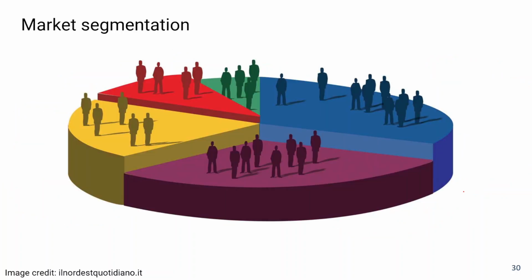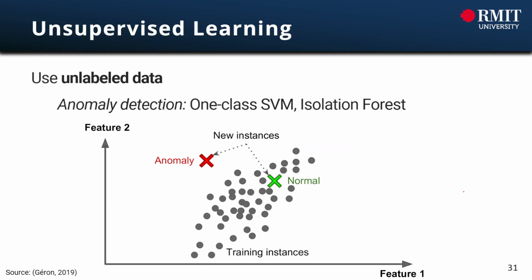Because you are in the same group with your friend who are also interested in the laptop. Market segmentation is an example about the bank when it groups different types of customer, like I told you before. So that's an example of market segmentation. Okay, another type of unsupervised learning is anomaly detection.